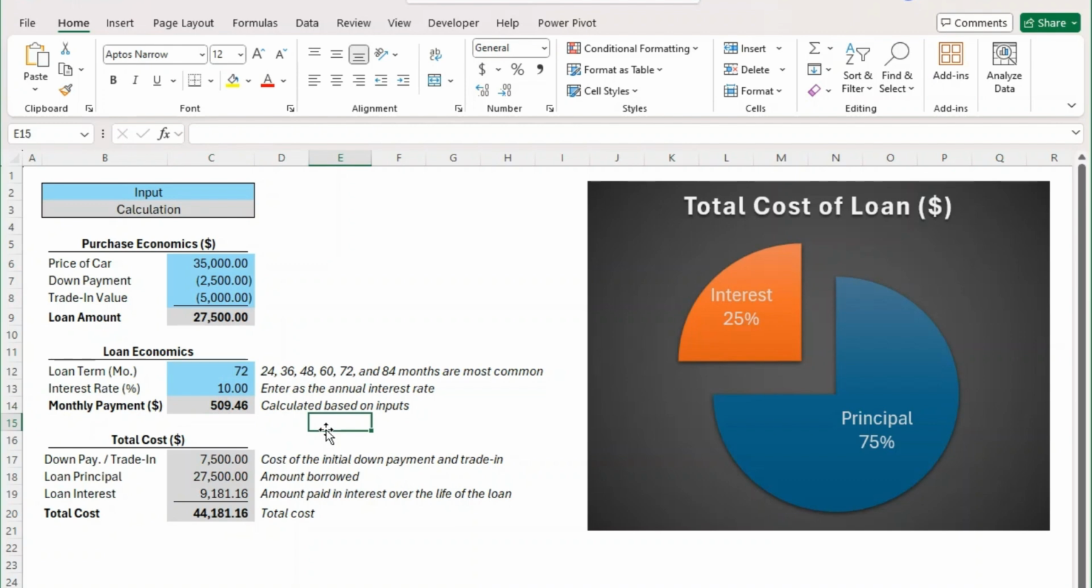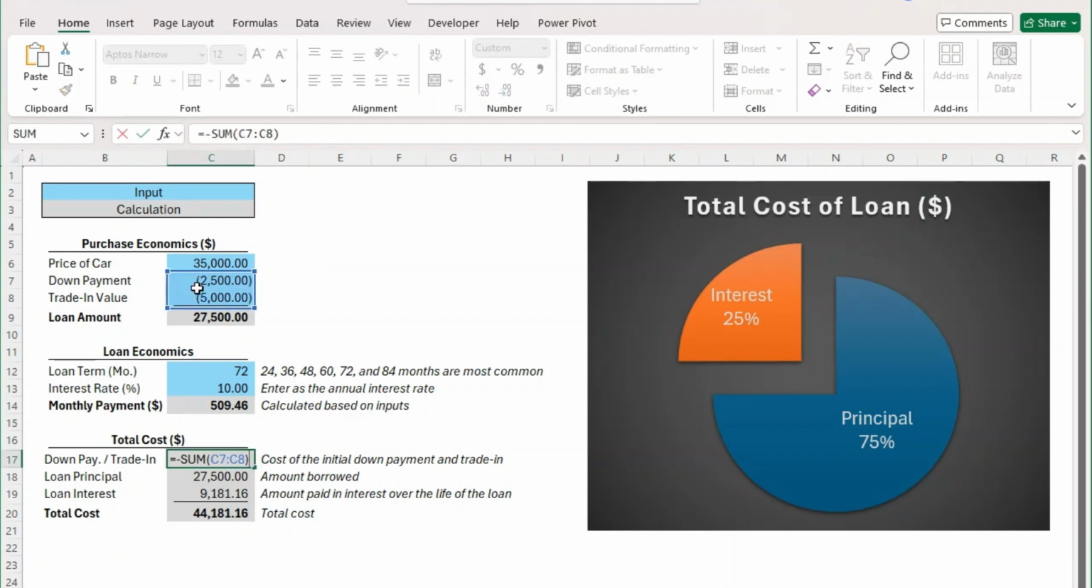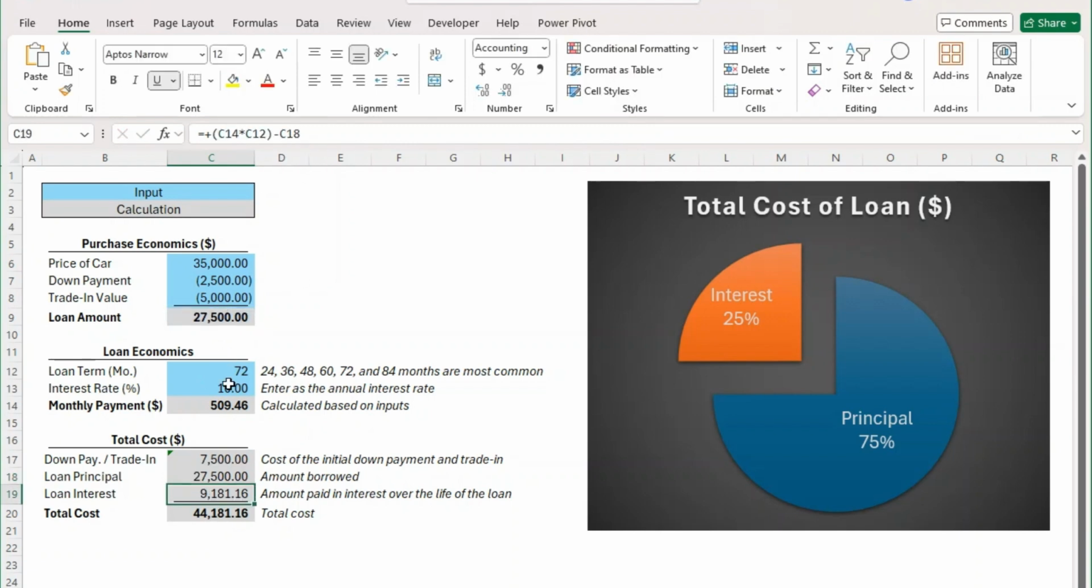And so what does that mean? Let's look at the total cost. What should that include? Well, first, we brought some cash on day one via our down payment and trade-in. So we're going to include those as an initial cost of the vehicle. We borrowed some money, which is the $27,500. We're just going to link directly right there. And then the loan interest. So how much more did I pay over the life of the loan just because of the interest?